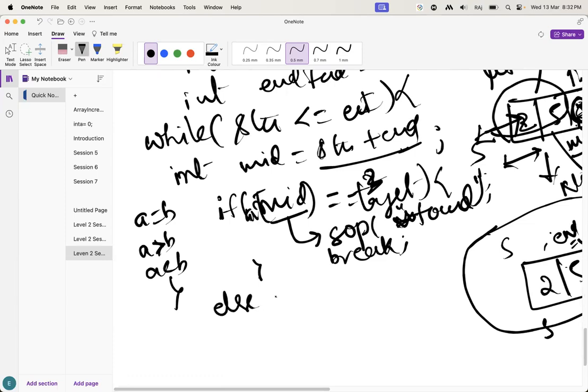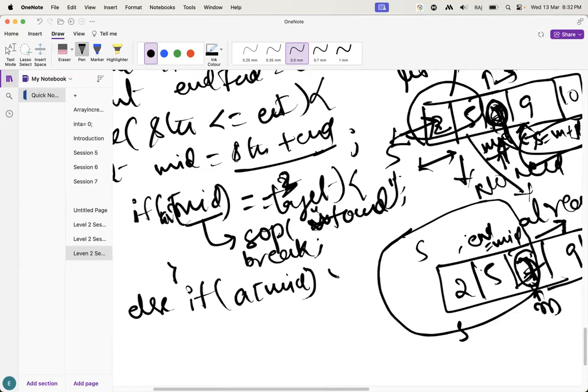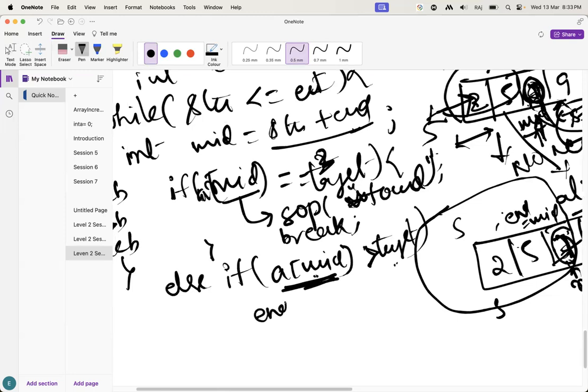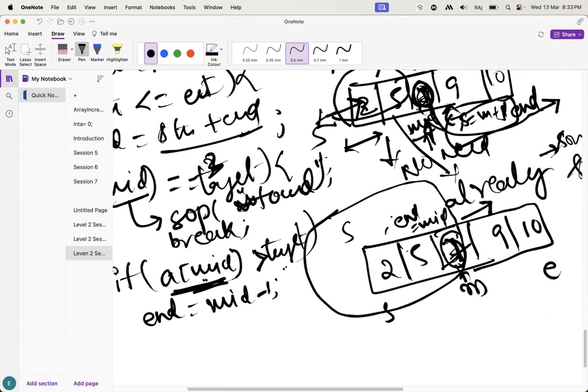Else, if array of mid is greater than target, that means the mid index value is greater than the target value. That means the end value is supposed to be mid minus 1. Guys, understand? Here you can check, guys.